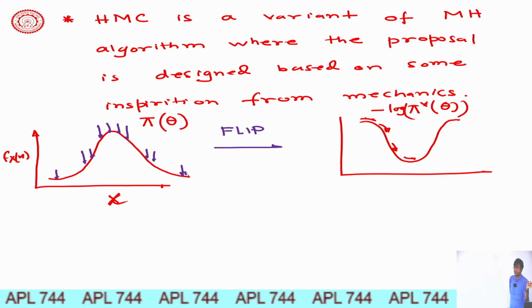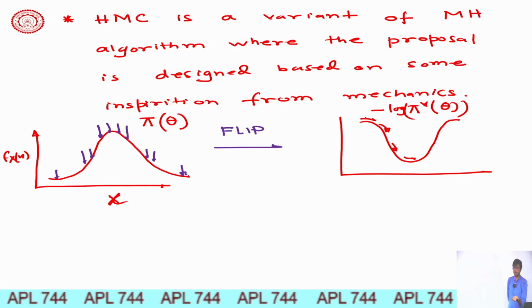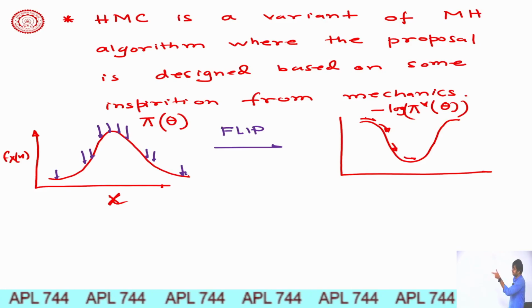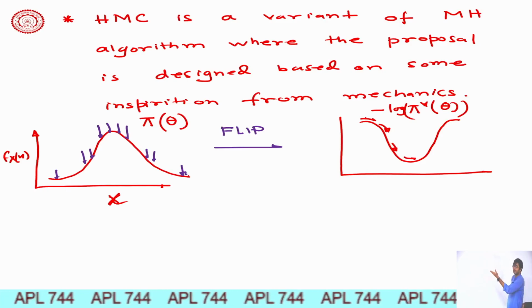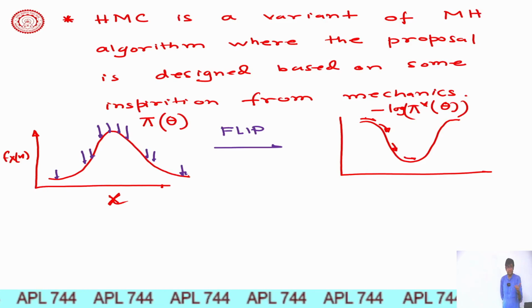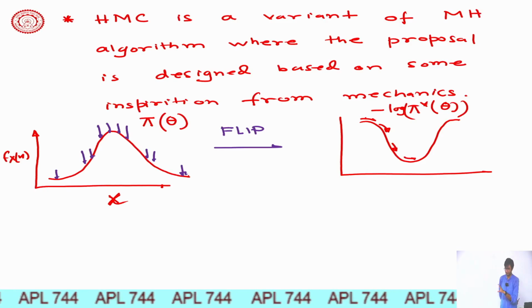Why am I calling it posterior? Because the target is going to be my posterior. The target is the posterior from where I want to sample, probability of theta given D. And I have flipped it, and then I can draw the analogy with the energy, and I can say that this is kind of like the energy landscape, and most of the particles will like to stay at the bottom. So then I can use the energy landscape to sample, okay? And we'll go there in a while.